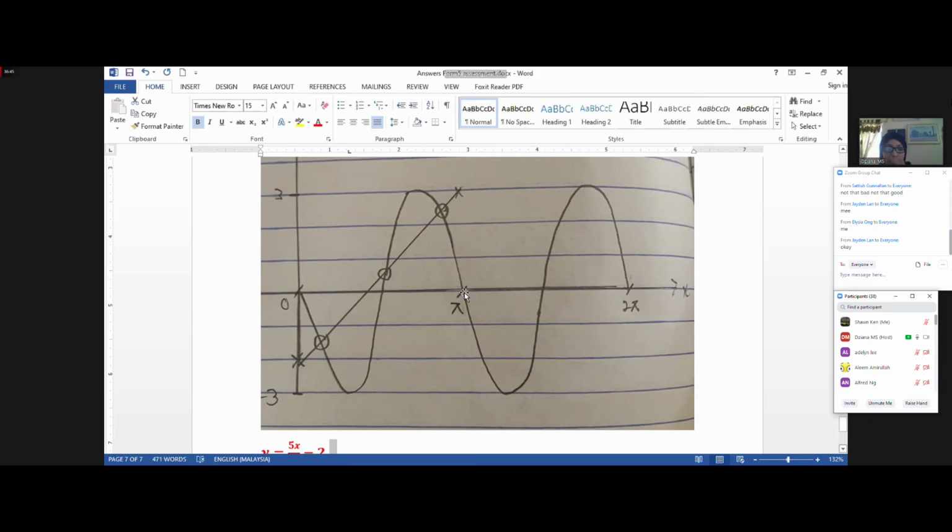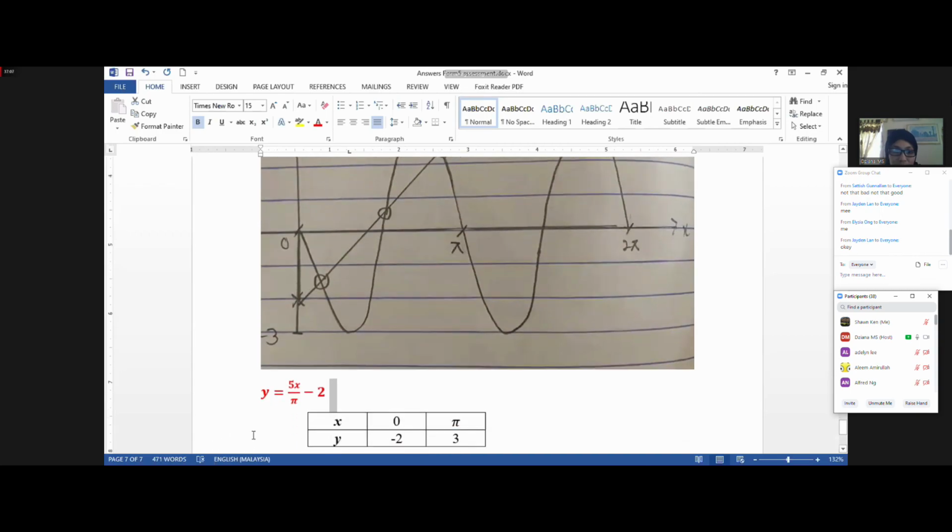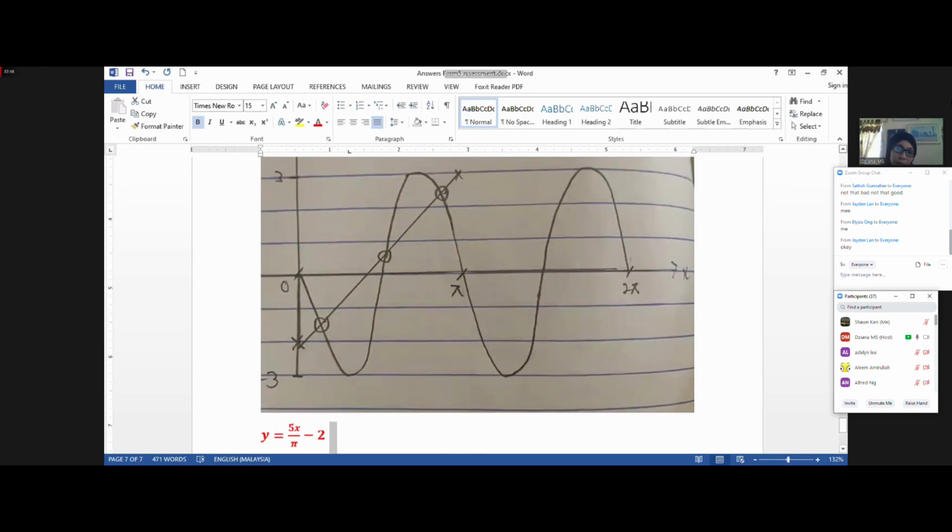For part B, if you have this equation of straight line, where y equals to 5x over pi minus 2, from the original equation, you just rearrange it, that's 1 mark. Then you sketch the line. I construct the table. I'm using 0 and pi only. So if x is 0, y is negative 2. If x is pi, y is 3. So I have these 2 points, and I just join. And I circle the intersection points. That would be my number of solutions, which is 3.